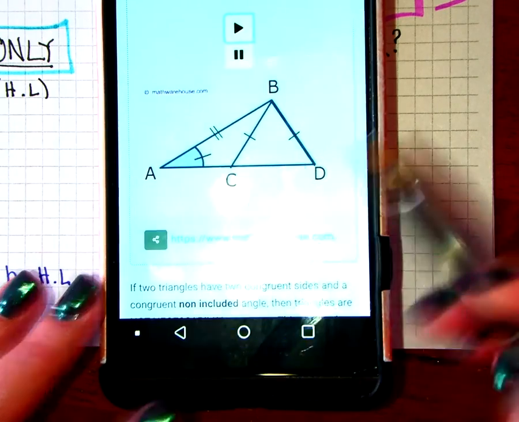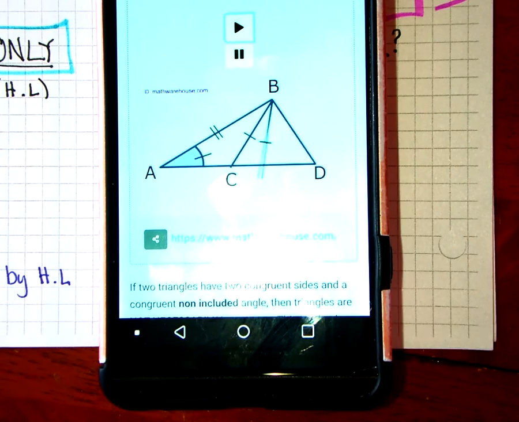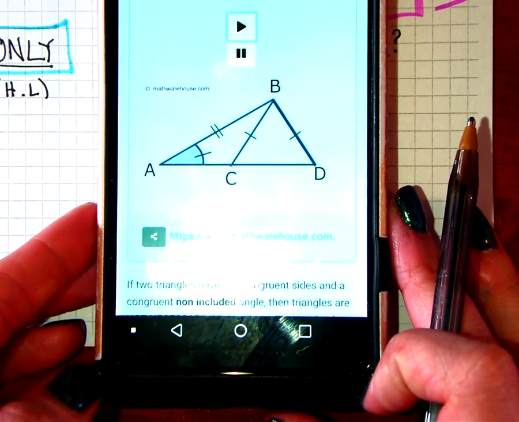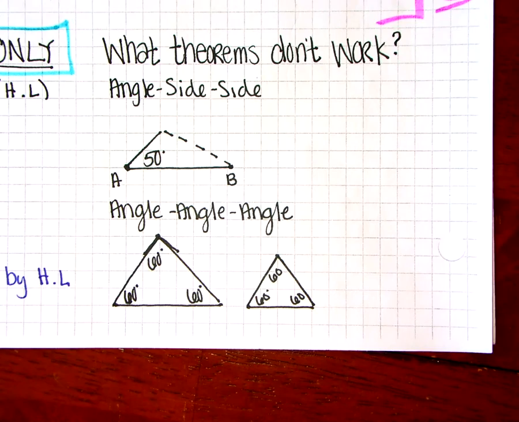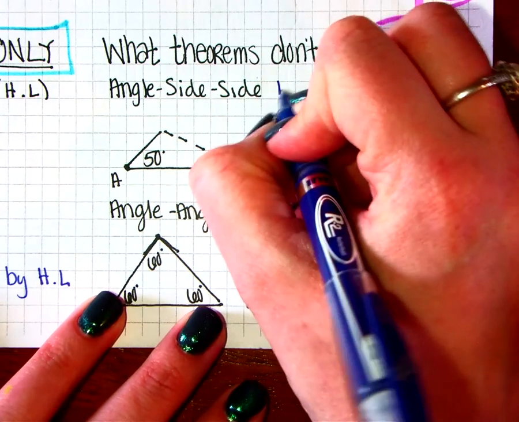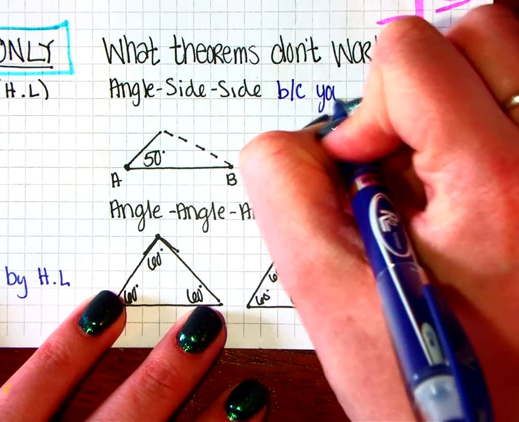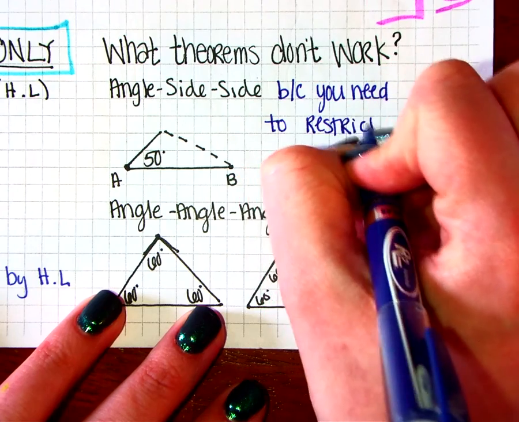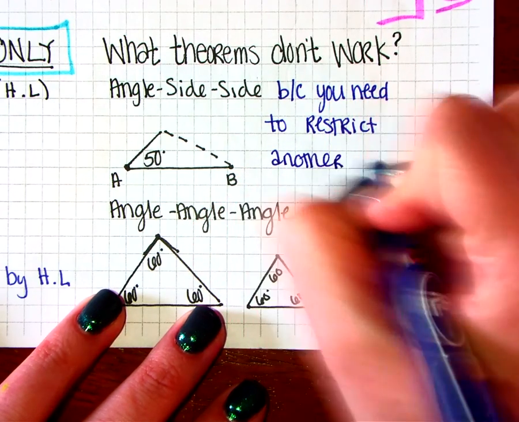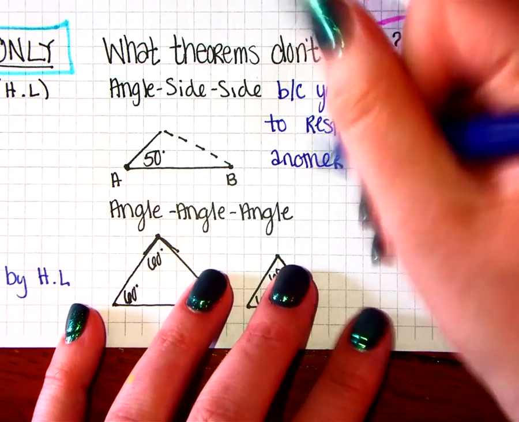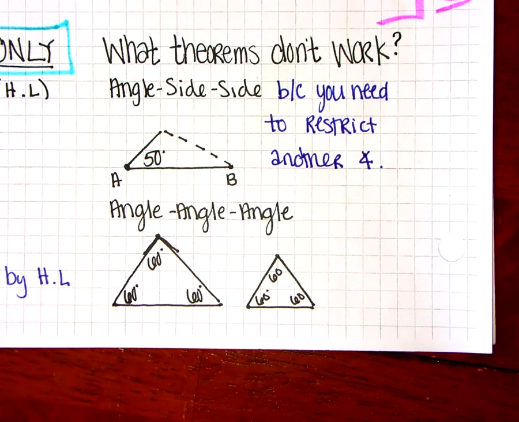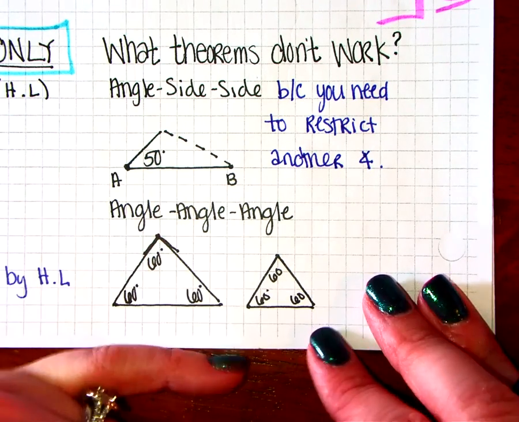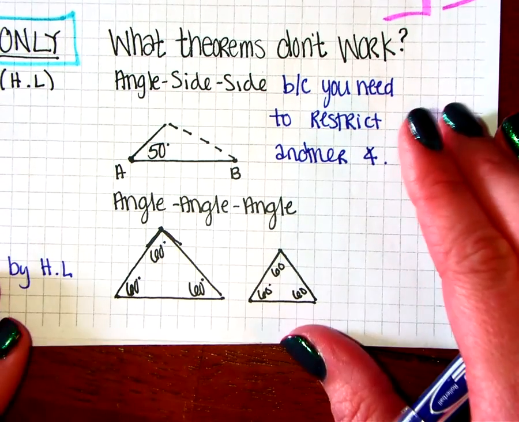So angle side side cannot be a thing. Again, the segment moves, creating a larger angle B. That doesn't work. It's not going to actually make a congruent triangle. So angle side side doesn't work because you need to restrict another angle. So it's not going to work because it's actually going to change the angle measure. So as this swings, kind of like in that video, it's drawn a different way, but as it swings, it doesn't work. It's not restricting it.